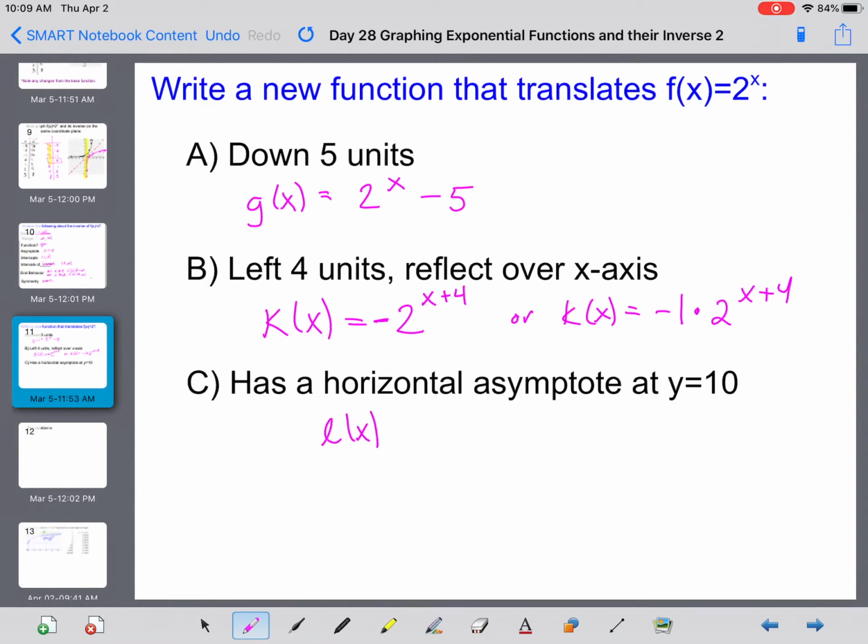Well, we'll call this function L. If it's going to have a horizontal asymptote at y equals 10, I'm just going to do a super rough sketch here. Let's put 10 right here, and it's going to have a horizontal asymptote. Maybe it's doing something like this. Well, we're going to have that original, say, 2 to the x, but now if it has a horizontal asymptote at y equals 10, that means it's been shifted 10 units up. So it would be plus 10 on the end.